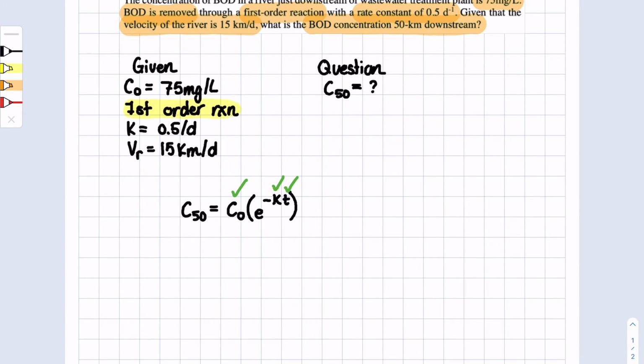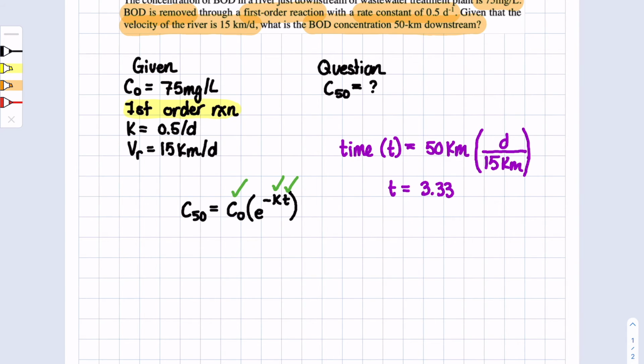So if we solve for time over here, time, which is also our t value, we will get this. We have our 50 kilometers, which is the distance, and we have the velocity of the stream. And using distance and velocity, we can get a time. So our time t, I calculated to be 3.33 days.